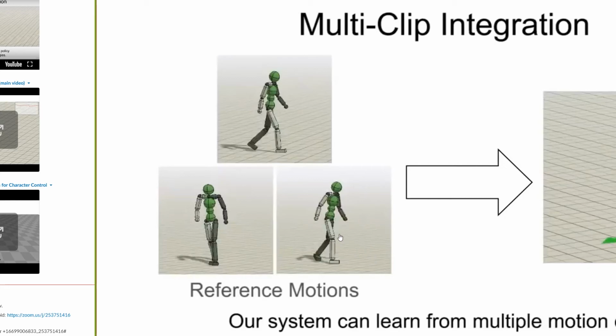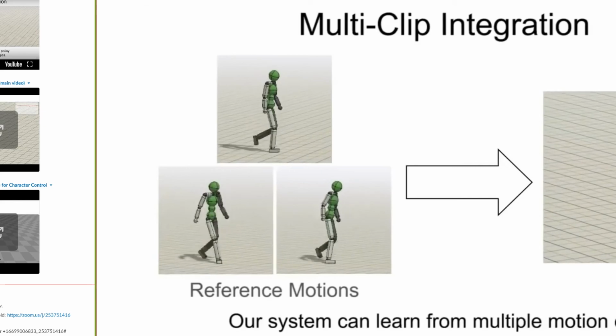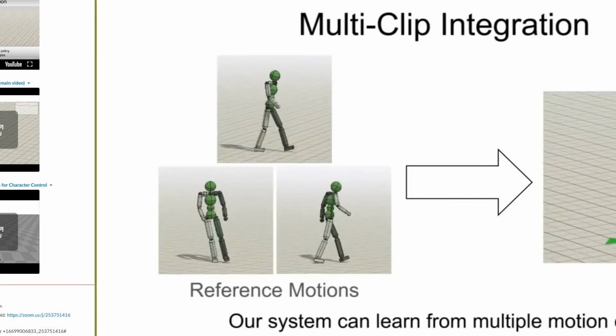Yeah. So the third breakthrough of the paper was this idea of multi-clip integration, and this has been a holy grail for a long time, and it's actually a very hard problem. So the idea here is that on the left you have these three clips, all right? You have this clip of the gentleman taking a step forward, the gentleman turning to the right, and the gentleman turning to the left.